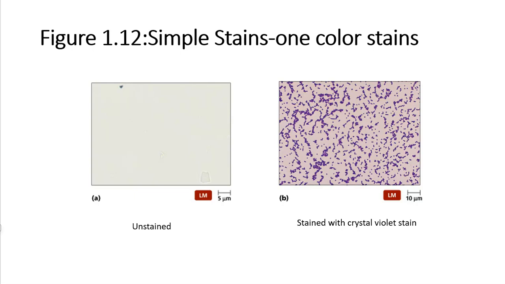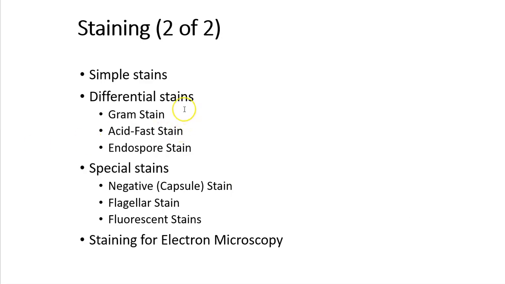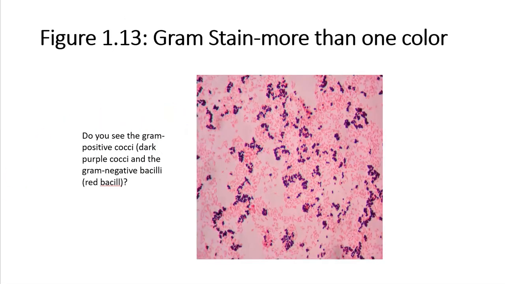Okay. Then you can have a differential stain. That means you can tell the difference in something. Okay. Gram stain is more than one color. And there is a procedure. You lay one color down, you decolorize, and then you lay another color down. This is a gram stain. We'll talk about this. But here you can differentiate. And remember, we talked about the difference in those cell walls in prokaryotes, okay?